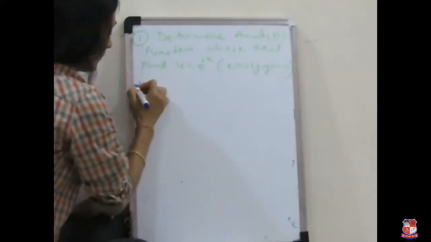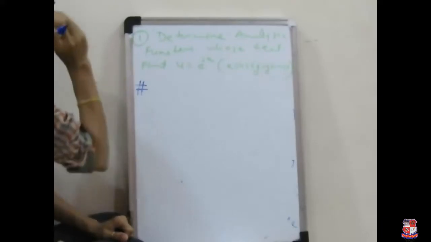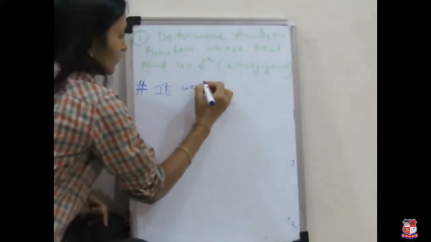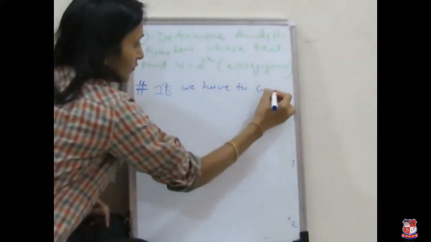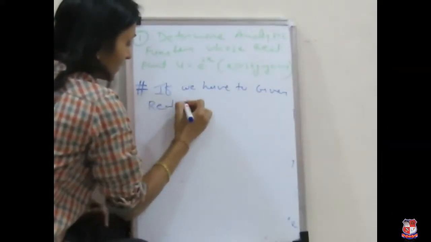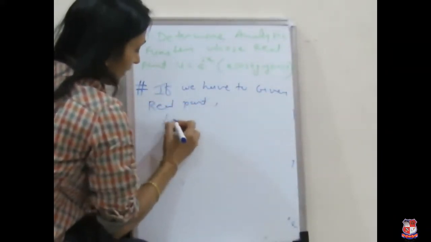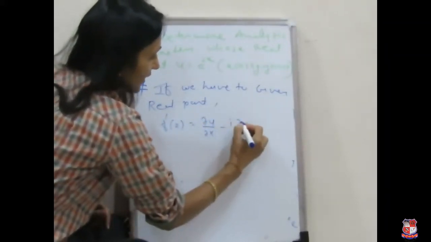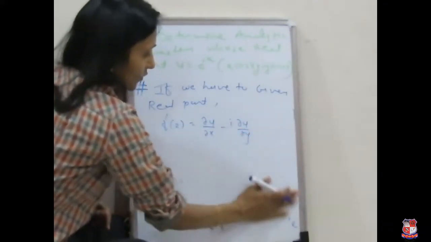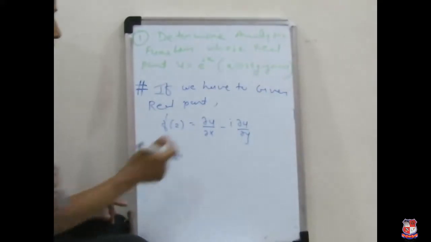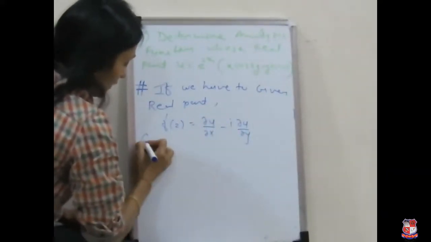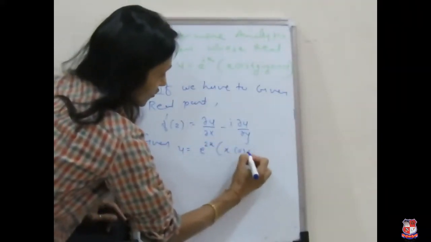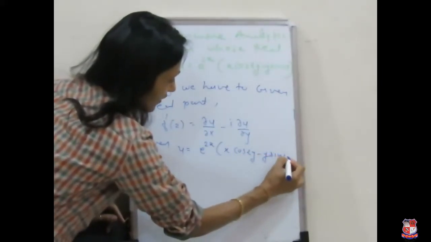First of all, we use the Milne-Thomson method. This method is applicable when the real part is given. Then what is the formula? f dash z is equal to del u by del x minus i del u by del y. Now what is our u? u is equal to e raised to 2x (x cos 2y minus y sin 2y).